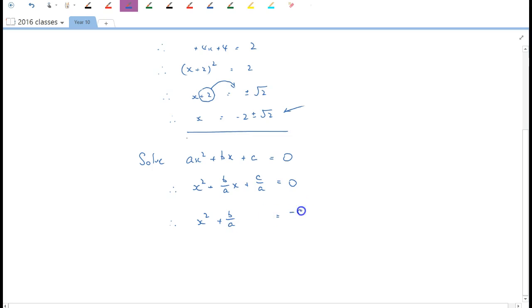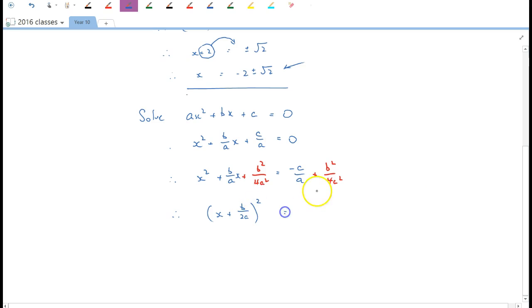Now, what do we do to complete the square? I get rid of that c on a. It goes over the other side. I put in its place half of b on a, which is b on 2a, squared, which is b squared over 4a squared. Put that on both sides. That is half of this squared becomes that. What have we got therefore on the left? We've got a perfect square. It's x plus b over 2a, squared. Half of b over a is b over 2a. Oh, there should be a little x in there.